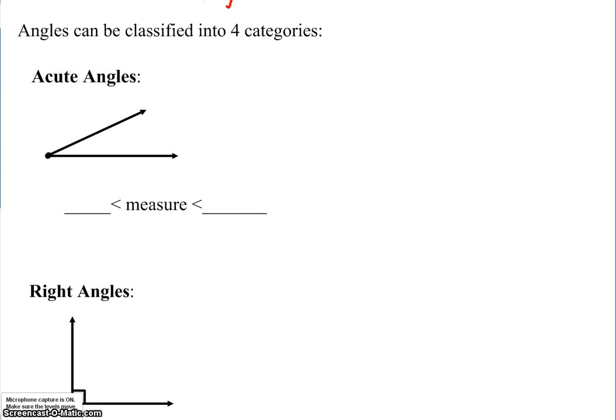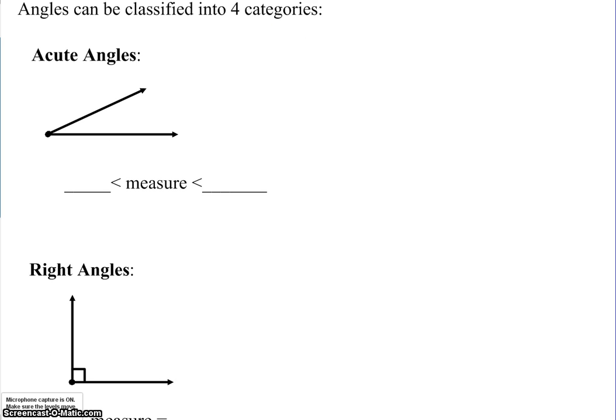We have what are called acute angles, which I'm sure you've heard of before. The amount of degrees between those two rays is the size of the angle, the measure of the angle. So for acute angles, your measure is between 0 degrees and 90 degrees. And we put this little circle to indicate that it's in degrees, the unit of measure. So it's got to be larger than 0 degrees.